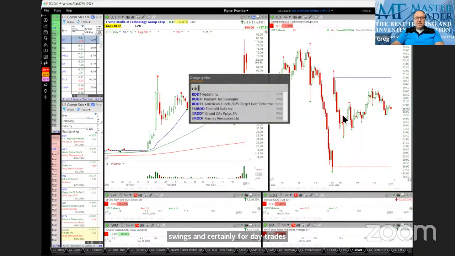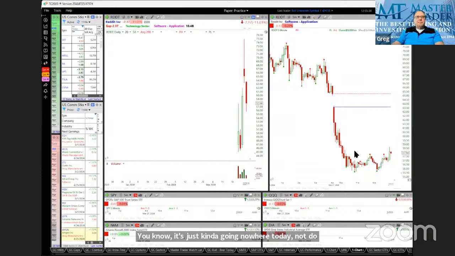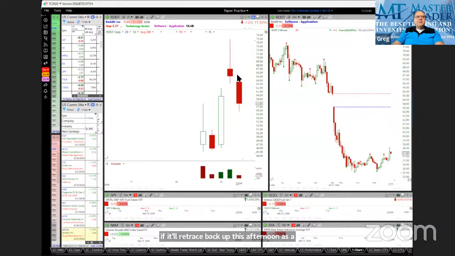And then it's RDDT. You've got a 5-minute climactic. There's a retest. So that's something I'll be looking for, to see if it'll retrace back up this afternoon as a day trade. The daily is a red bar, so I doubt it'd become a bottoming tail bar today. But it's a new Momo stock or Mimi stock, as they call them, so they could come in and rip it higher.